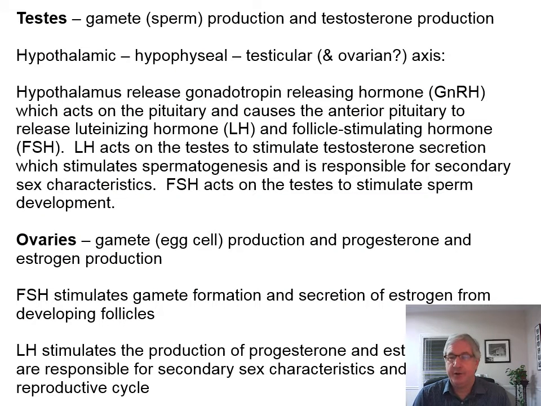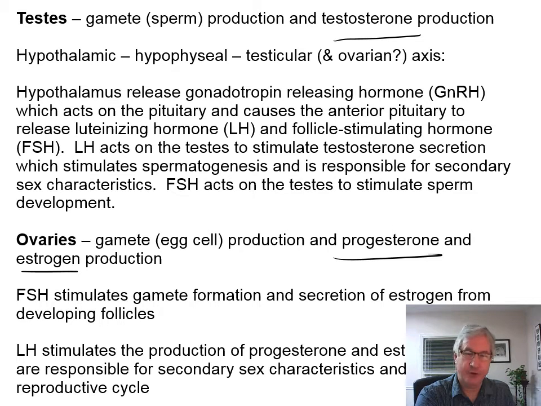Okay, so we're down to the reproductive system, so we're almost done. So you have the testes and ovaries. Testes are for gamete production, as are the ovaries. Testes produce sperm, ovaries produce egg cells. And testes also produce testosterone. Ovaries produce progesterone and estrogen. So the testes produce testosterone, that makes it pretty easy to remember. And ovaries produce progesterone and estrogen.